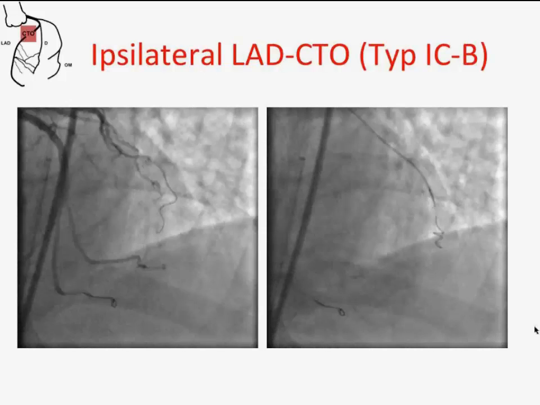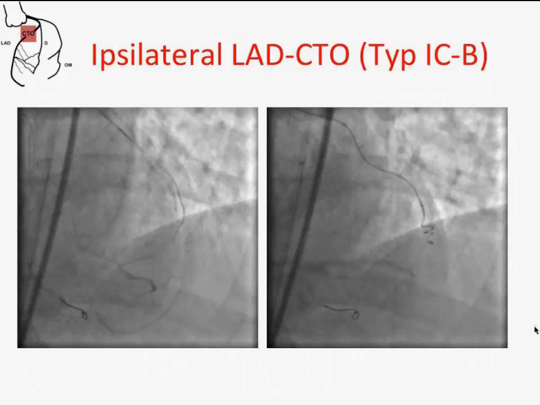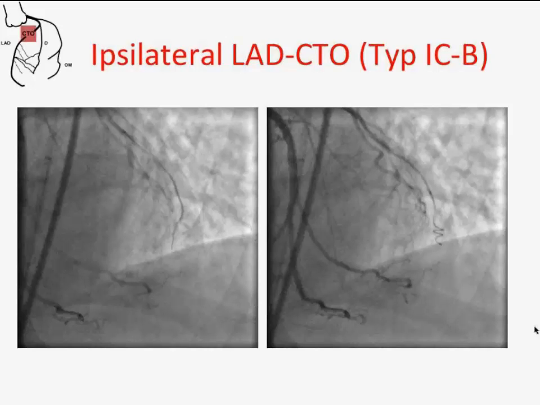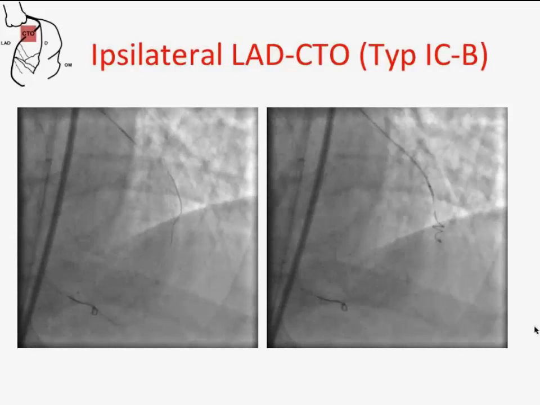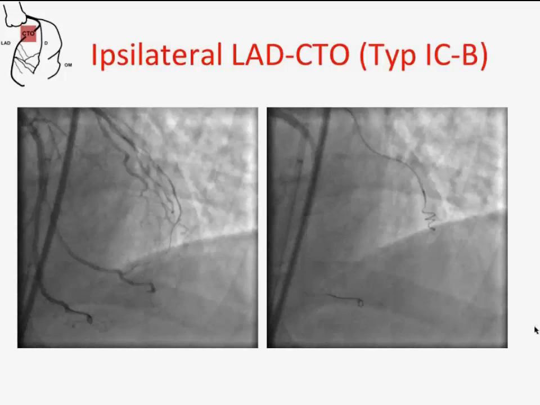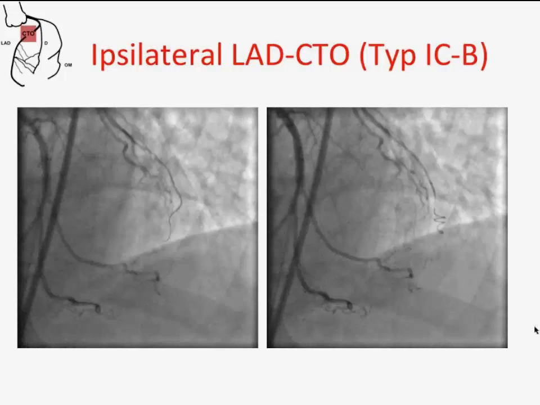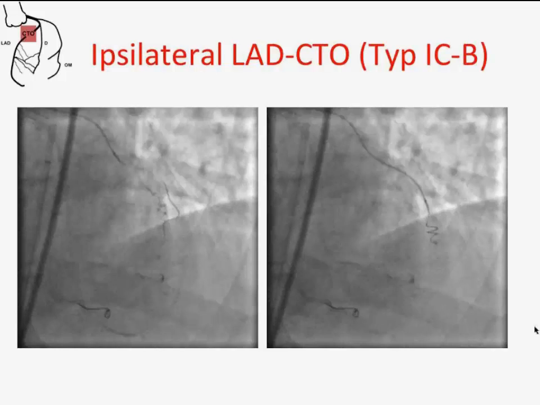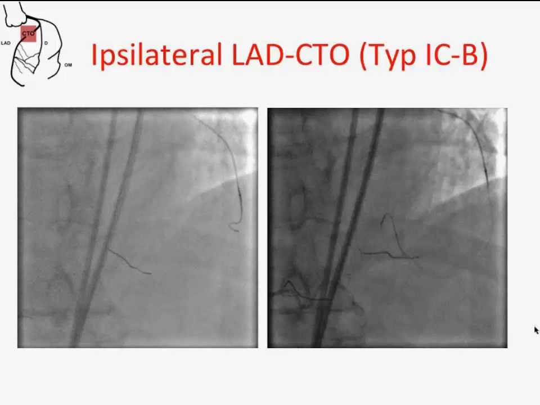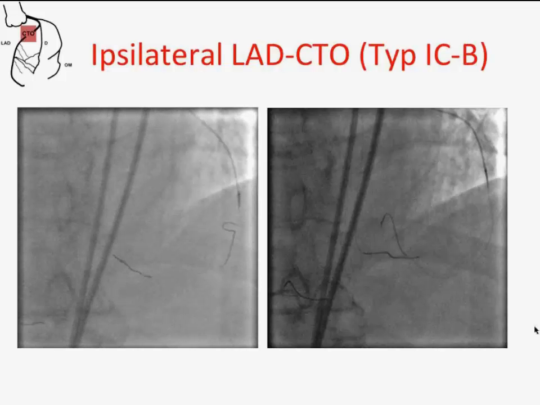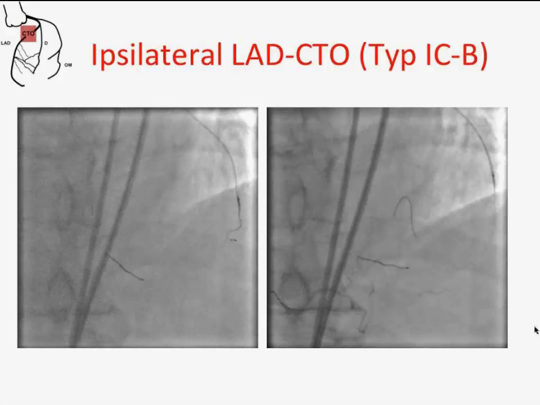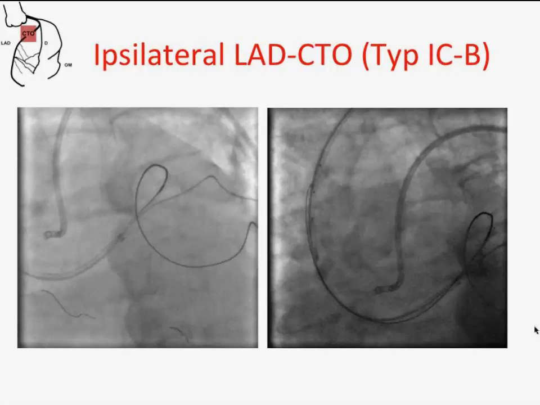So what I did is I brought the Sion Black in, and after the third tortuosity you can't feel anything on the wire anymore. You have a lot of resistance. What you have to do in this case, on the right picture, is bring your Corsair slightly down, and then on CC1 sometimes you will see that the collateral is stretching up, and then you have a good chance to go forward. And we had the retrograde wire in, and the rest of the case was not a problem.